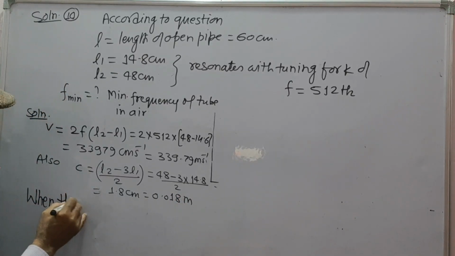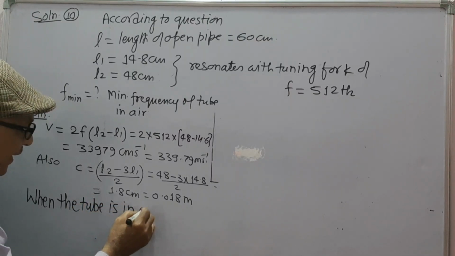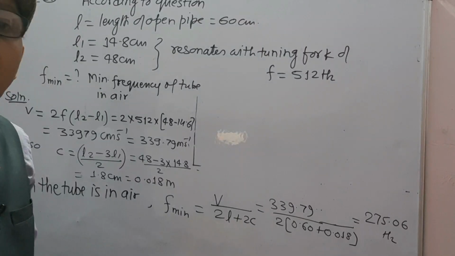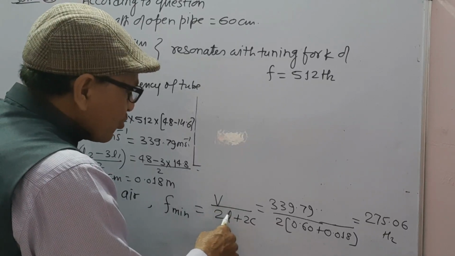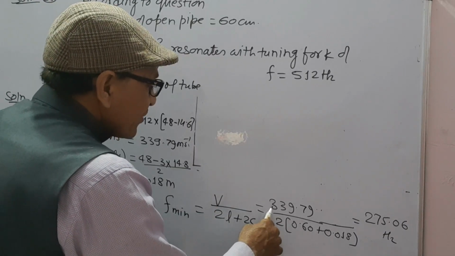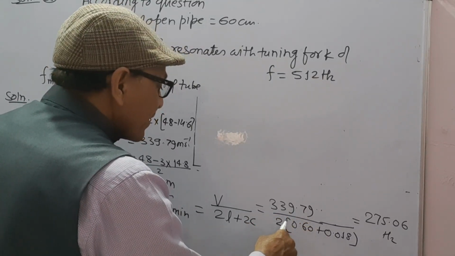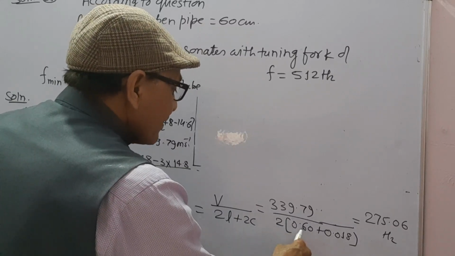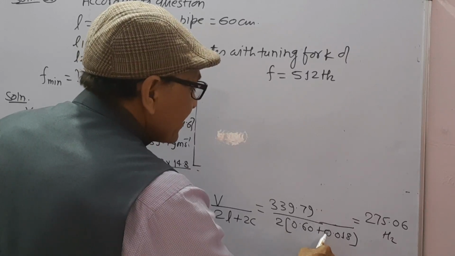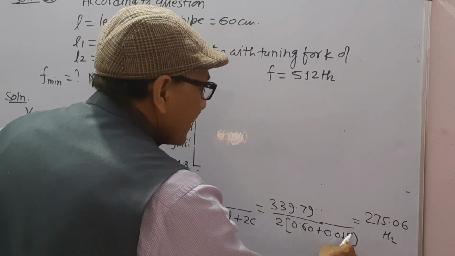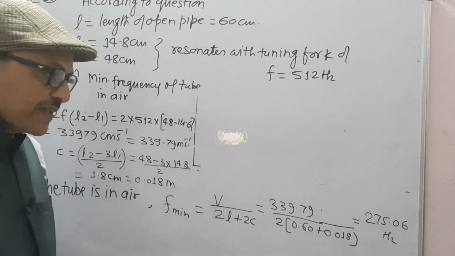When the tube is in air, we have minimum frequency F minimum as V upon 2L plus 2C, which is equal to V, 339.79 upon 2 taken common, L is 0.6 meter plus end correction C is 0.018, which gives 275.06 Hz.